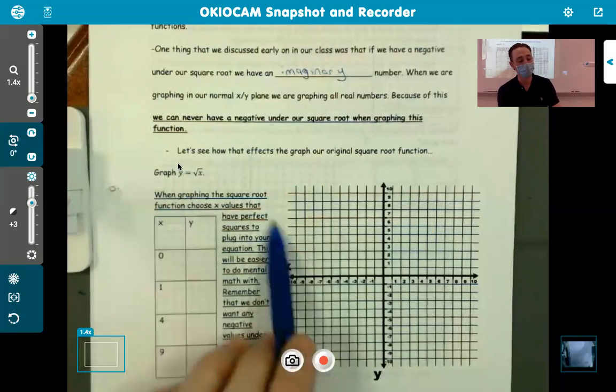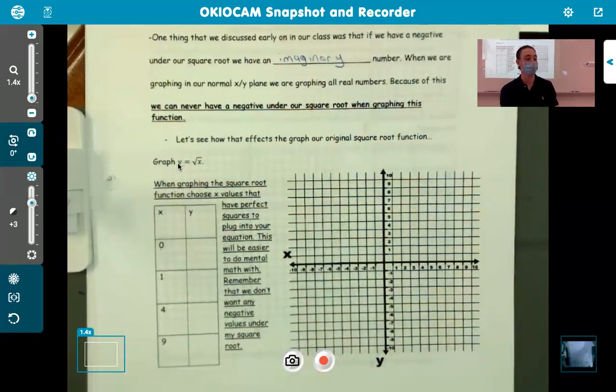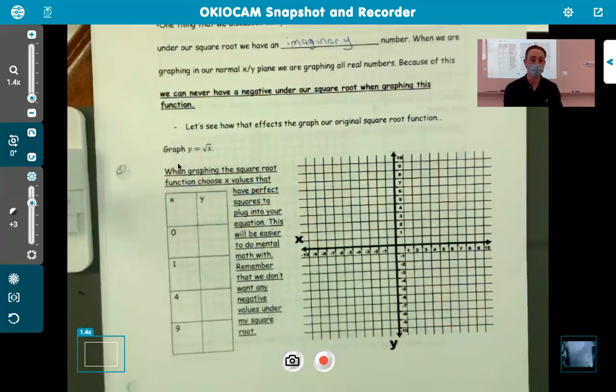The reason for that is this note right here. When we're graphing the square root, it's easy to plug in values that are going to give us a perfect square, right? Square root of 0 is 0. Square root of 1 is 1. Square root of 4 is 2. 9, 3, 25, and 5, 36, and 6, right? We're going to try and get those perfect squares underneath our square root each time. So we're only dealing with whole numbers rather than decimals and fractions and all that stuff. Okay. So for this particular situation, we're going to choose to plug in some perfect square values.